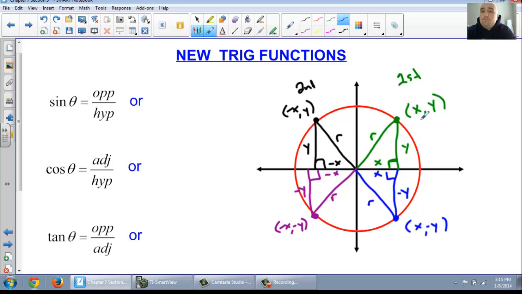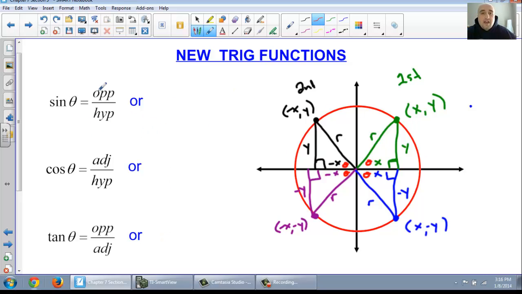Now we base our sine, cosine, tangent just off of the first quadrant triangle. So I'm only going to look at this green triangle here. The thetas are all of these angles next to the origin. So these are all of our thetas, and we're going to do our opposite and hypotenuses all off of those thetas.